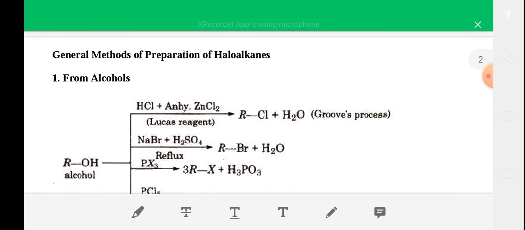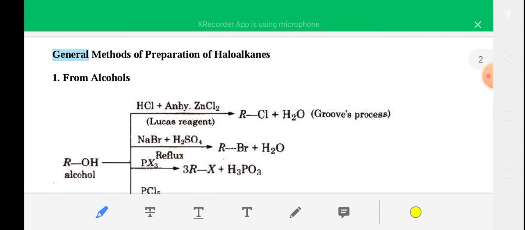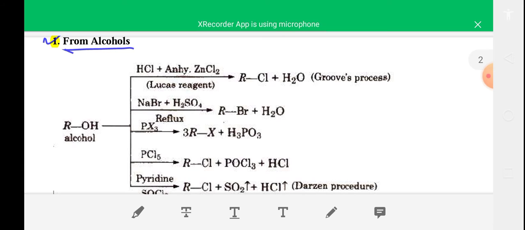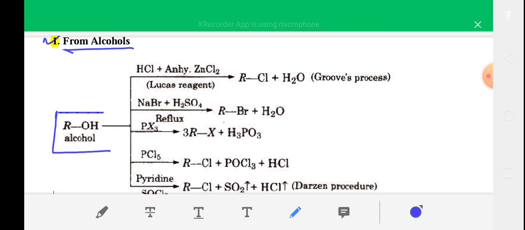Now see general methods of preparation of haloalkanes and haloarenes. First one is from alcohol. From alcohol you can prepare haloalkanes. This is the preparation of haloalkane first. Alcohol means ROH, this is the general formula of alcohol. This is actually a substitution reaction. If you substitute OH from alcohol by a halogen atom, then you will get haloalkane.